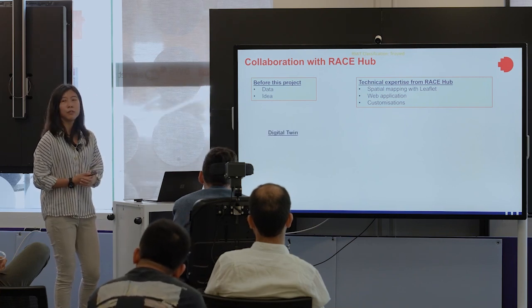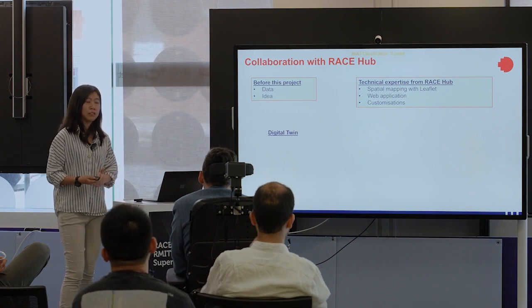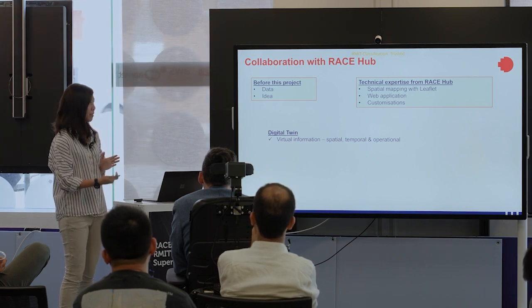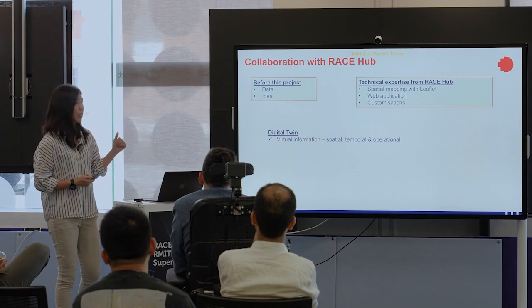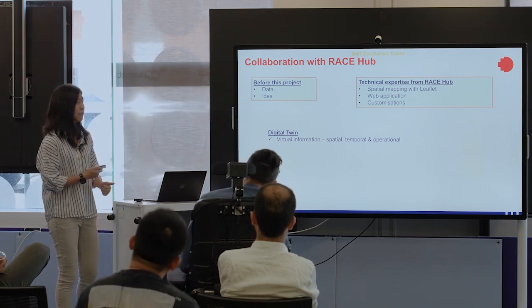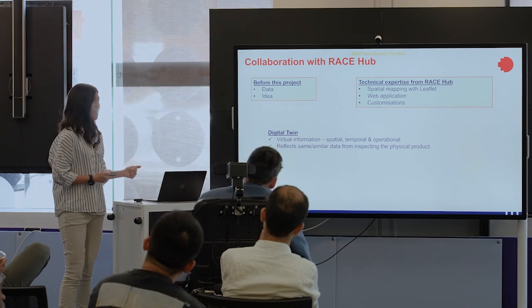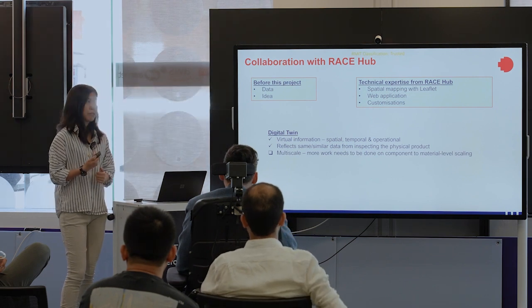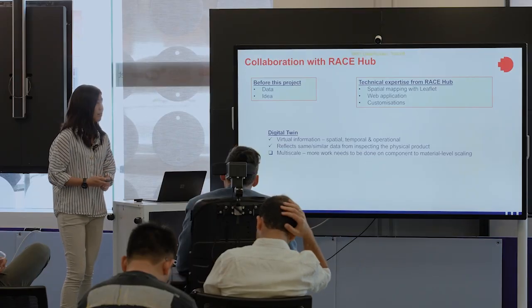So now coming back to what defines a digital twin. I believe the demonstrator that we have built as a base model, as a prototype, meets the requirement of showcasing virtual information, and also reflects the same data from inspecting the aircraft. Moving forward, more work needs to be done on multi-scaling. So that's more on, for example, putting in a CAD model of the aircraft itself to be able to know where on the aircraft we are getting the corrosion hotspots and at what particular date time that is.